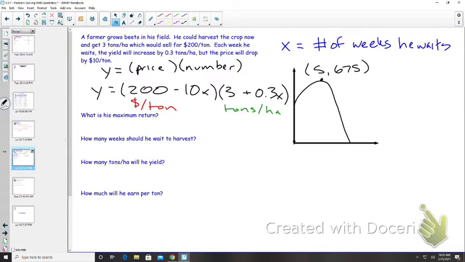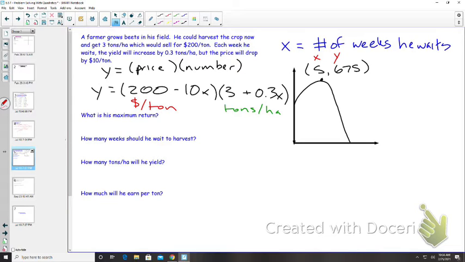So what does that mean? What is our x? X is 5. Yeah, but what does our x mean? It means how many weeks we wait. Okay, thank you. So x is there. And then our y, what is our y?